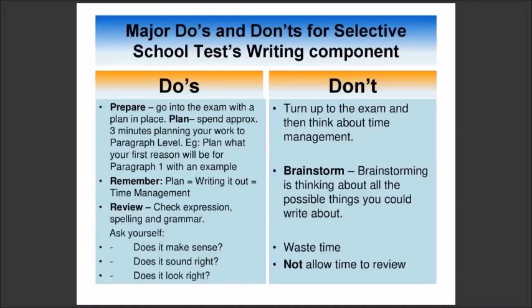The second step, after our planning, is writing. So it's really important that you are writing. You know, allow maybe 14 minutes approximately for writing if you've got 20 minutes. So you've got 3 minutes for planning, another 14 minutes, and then you've got a few minutes at the end to review. Remember what we said for review, check for expression, spelling, and grammar. Ask yourself, does it make sense when you're reading over it? Does it sound right? Does it look right?